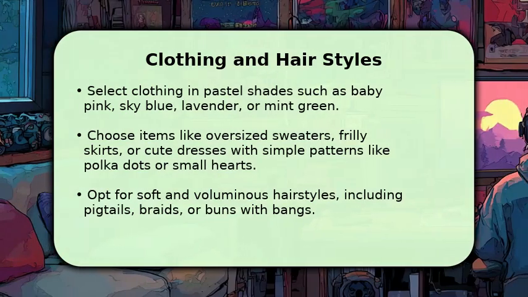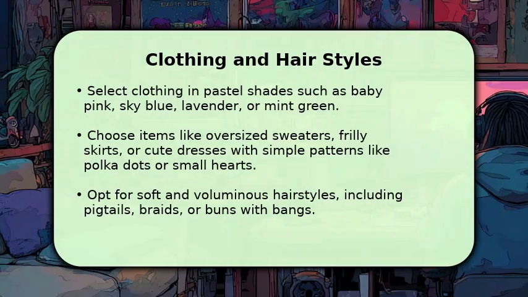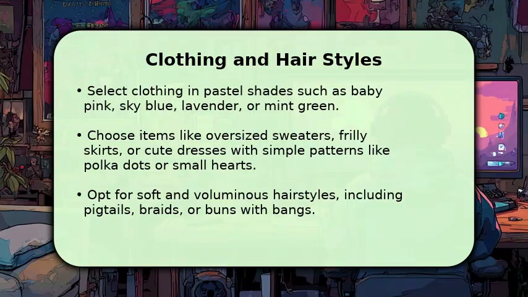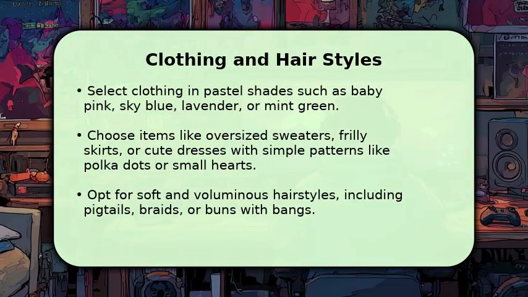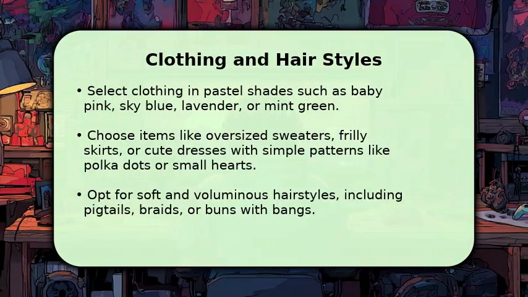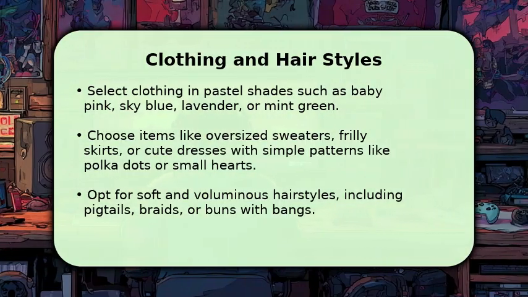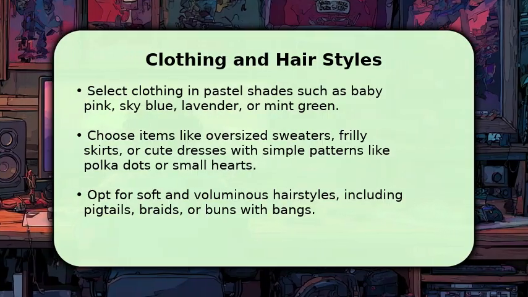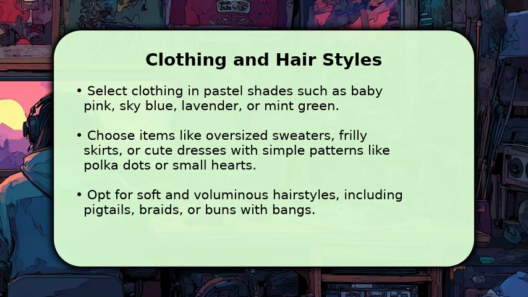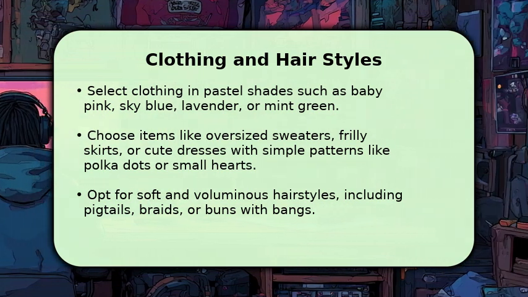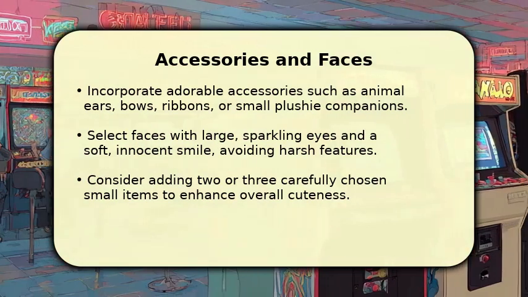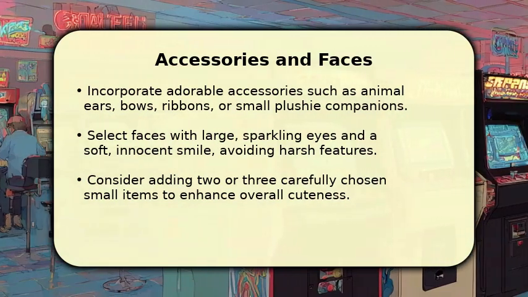Next, let's dive into clothing and hair. Opt for pastel shades like baby pink, sky blue, lavender, or mint green. Look for oversized sweaters, frilly skirts, or cute dresses with simple patterns like polka dots or small hearts. For hair, choose styles that are soft and voluminous, such as pigtails, braids, or buns with bangs. These choices form the foundation of your kawaii look, giving your avatar a gentle and approachable vibe that is undeniably charming. Now, let's add those essential details with accessories and faces.